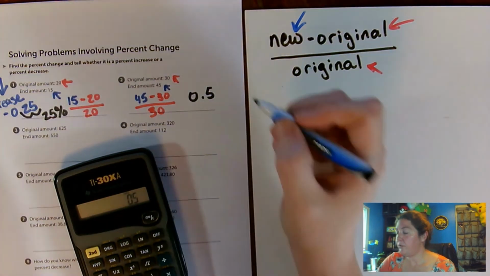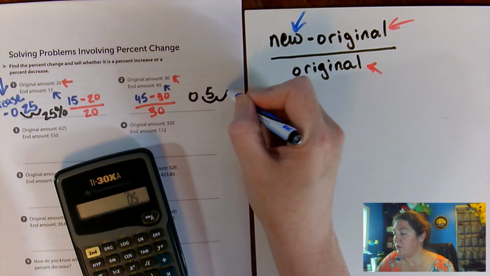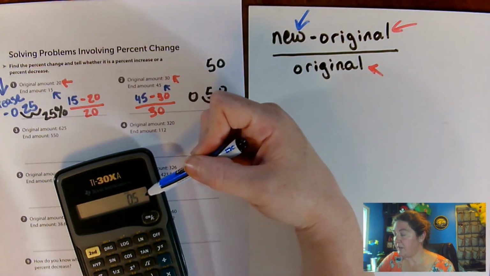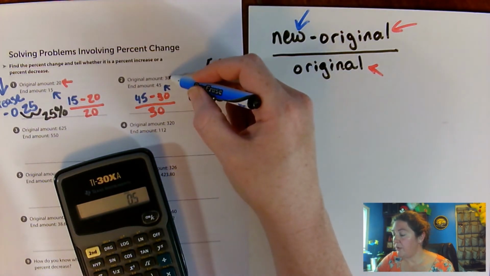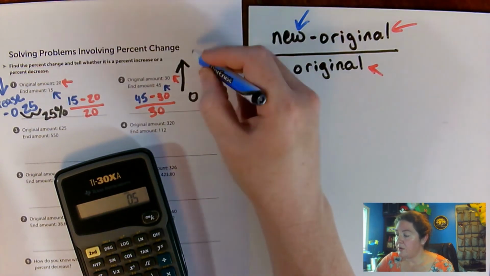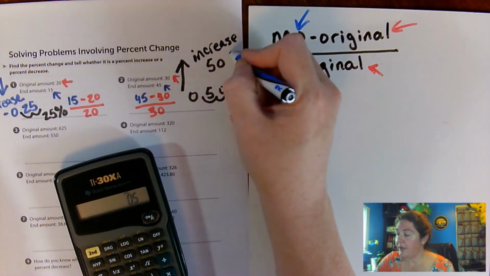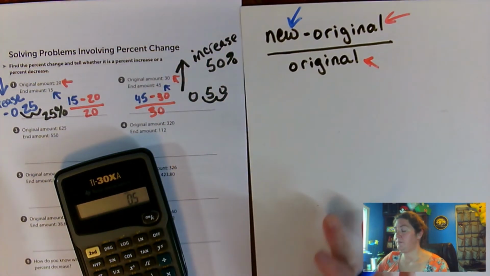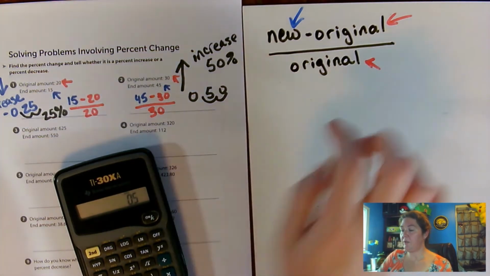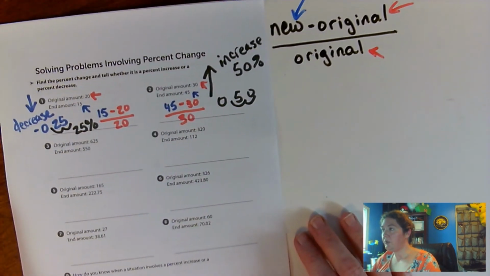0.5. I know the rule. I know how to turn this into a percent. I move my decimal 2 places, so that gives me 50%. My number here is positive, and I also know that going from 30 to 45 means I go up, so this answer is an increase by 50%. Easy peasy, right? All we're doing is filling in numbers into our formula right here. Okay, I'm going to do 2 more with you, and then the rest of the page is yours.